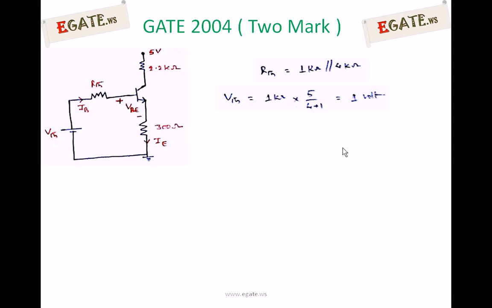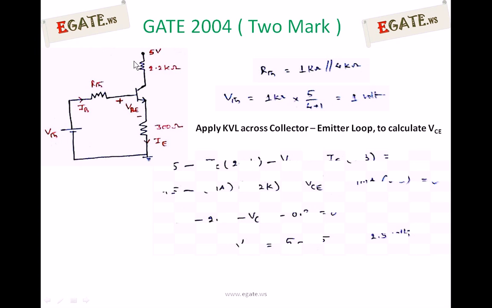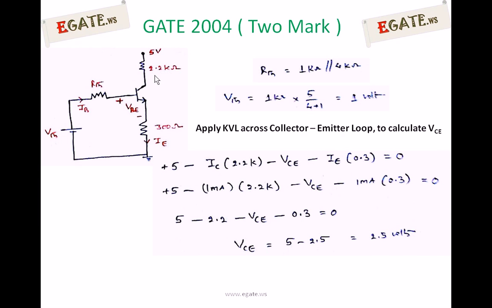Next, to calculate VCE, apply KVL across the collector emitter loop. This will consist of 5 volts minus 2.2 into IC minus VCE minus IE into 300 ohms. This is the KVL for the collector emitter loop. From this, substitute the known values: 5 minus, IC is 1 milliampere and IE is also 1 milliampere. The only unknown parameter is VCE. That VCE can be solved, and it is equal to 2.5 volts.